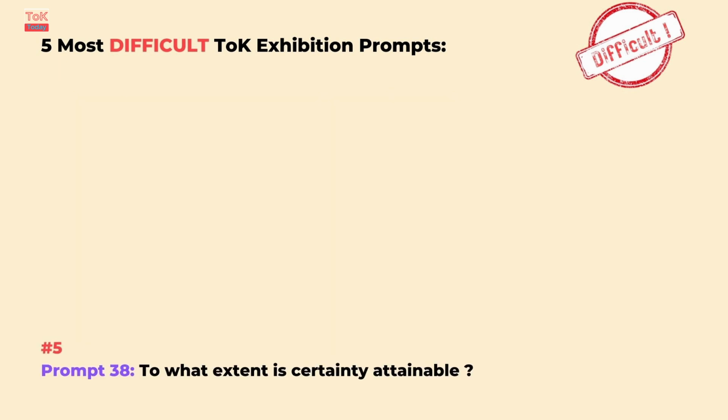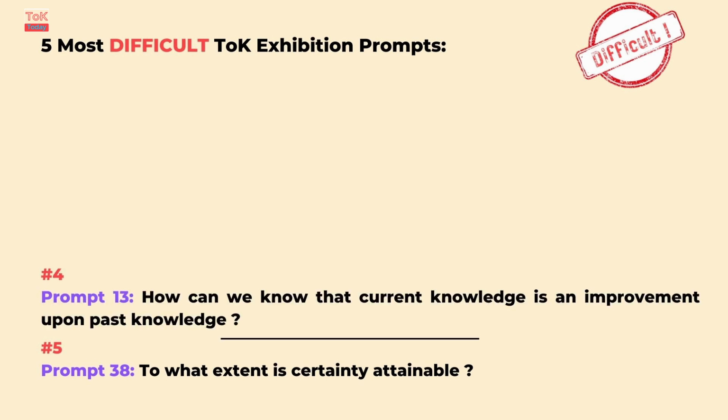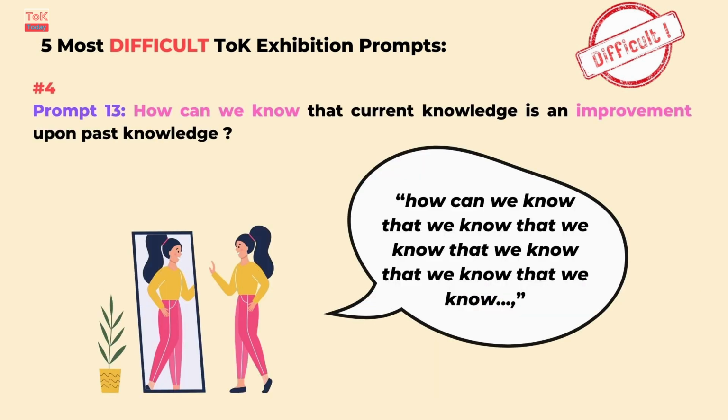The 4th most difficult TOK exhibition prompt is prompt number 13. How can we know that current knowledge is an improvement upon past knowledge? The wording of this prompt is particularly challenging. You have to deal with both the improvement of current knowledge upon past knowledge and the sticky idea of how do we know something. However, if you've chosen this prompt, despair not. I have a full explanation of this prompt and an example of how to answer it available for free as a video and my blog linked above.